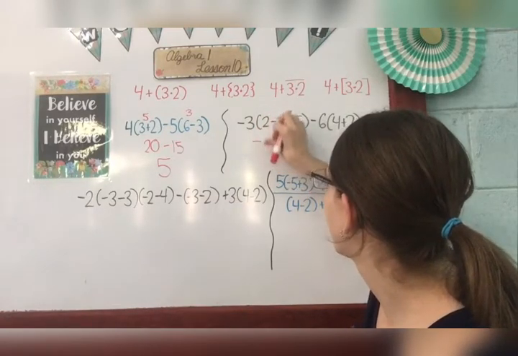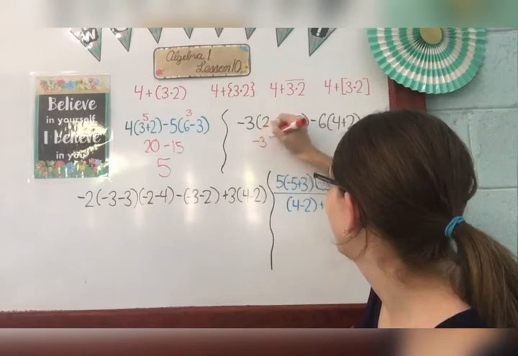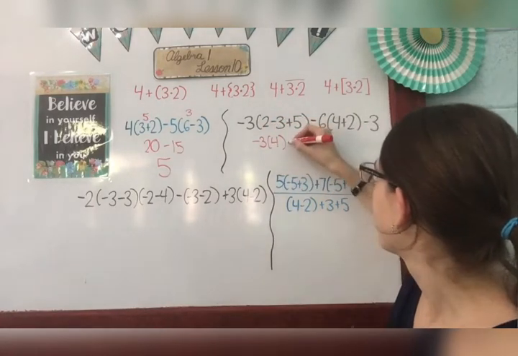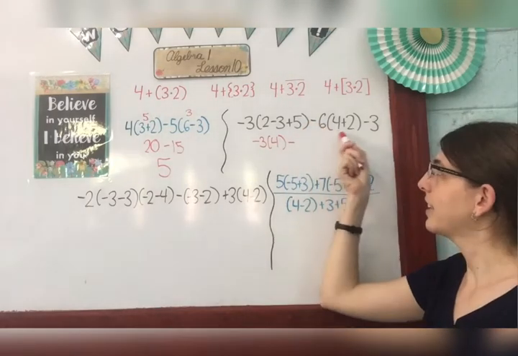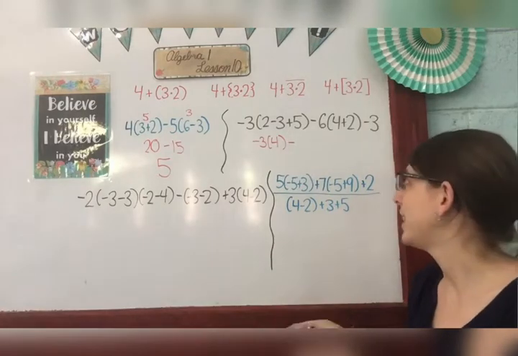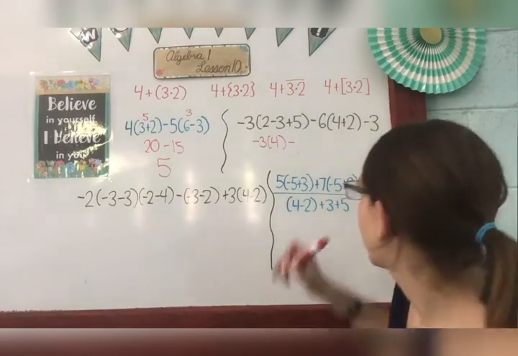Oh goodness, let's try this again. Negative 3 times 4. There we go. Minus 6 times (4 plus 2). So I need to do my addition first because that's what's in parentheses. 4 plus 2 is 6.